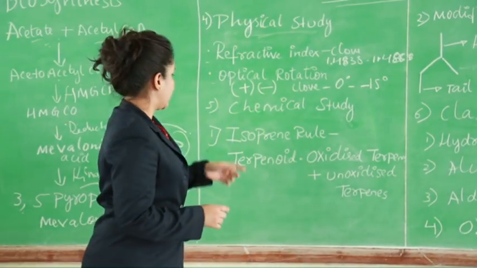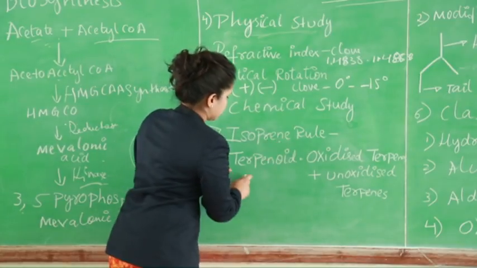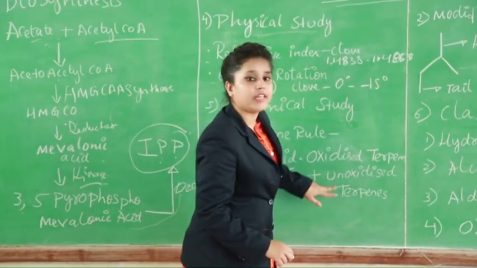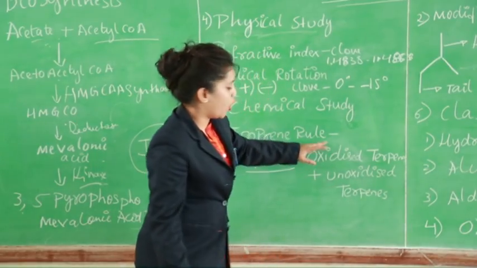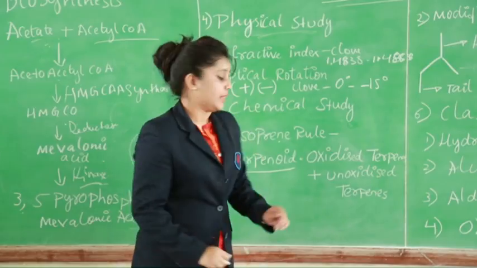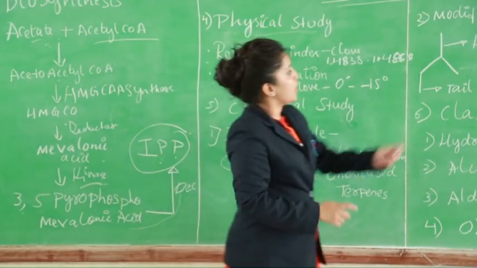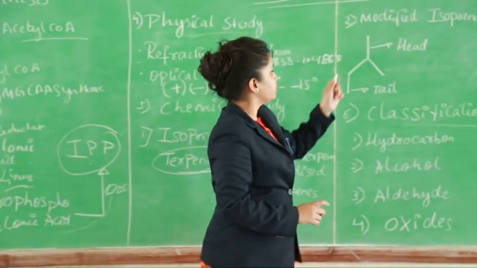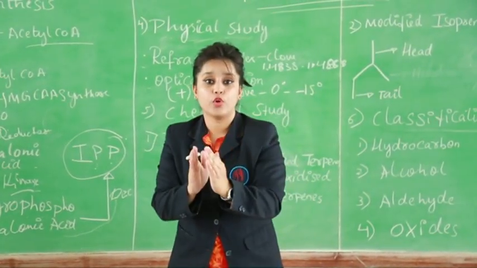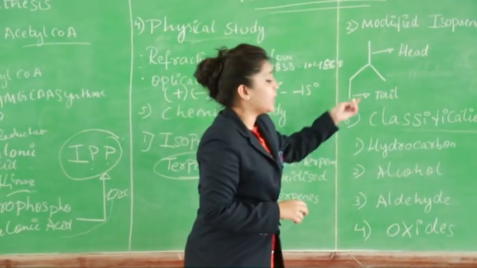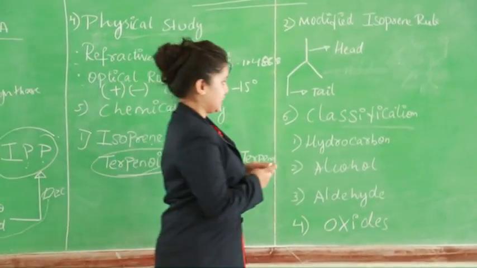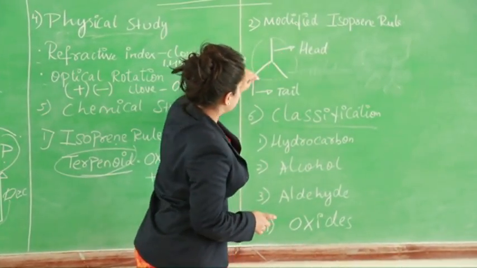We will talk about the chemical study. Isoprene rule. It says that terpenoids are made up of oxidized terpenes and unoxidized terpenes. Oxidized means it has gone under oxidation; unoxidized, it has not. Modified isoprene rule. It says that one isoprene, that is IPP, I told you, right? The combination will give mono, tri, di. So one isoprene is connected to another isoprene by head and tail arrangement. Look at this, this is the head and this is the tail.